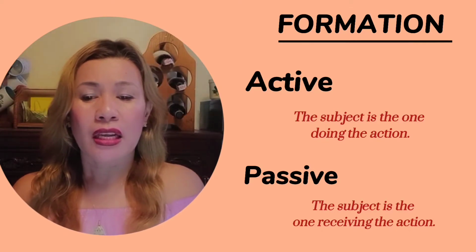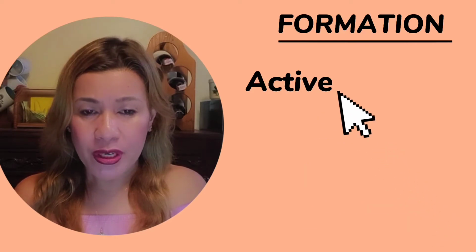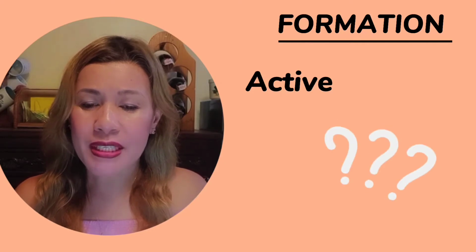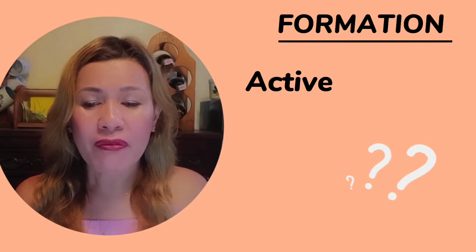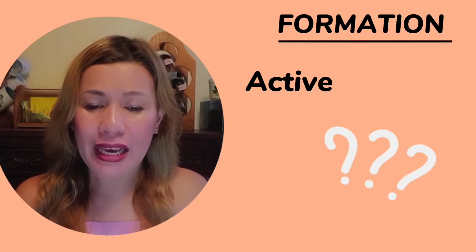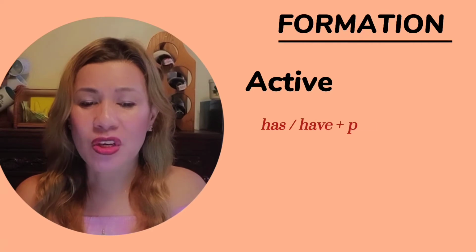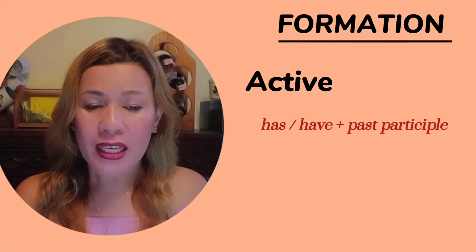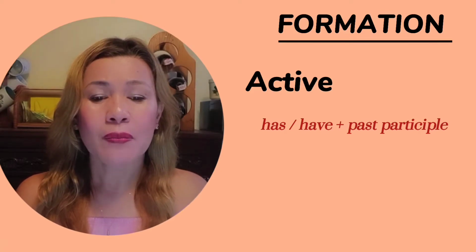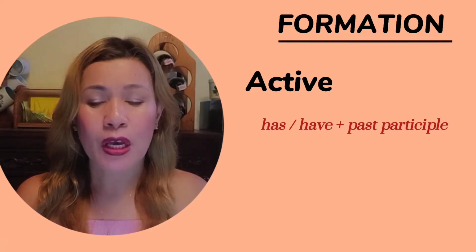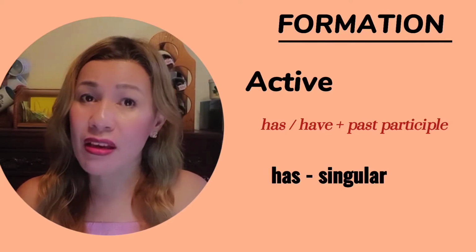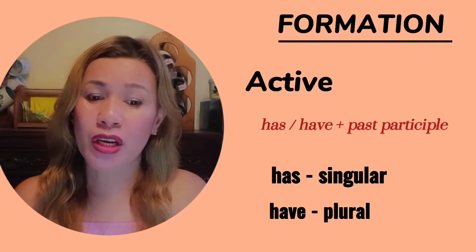So, let's talk about active voice. How do we form the present perfect tense when our voice is active? When you have an active voice, your present perfect tense looks like this. You will have has or have plus past participle. When do I use has? We use has if your subject is singular. You use have if your subject is plural.